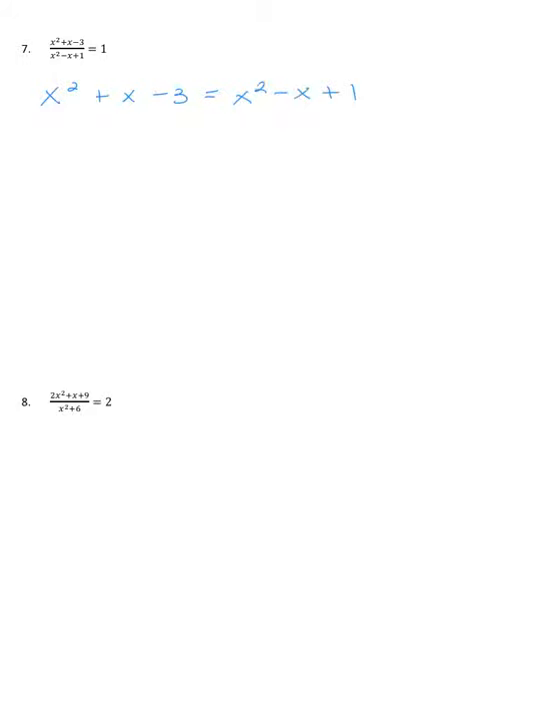It looks like it's quadratic, but actually, if you subtract x squared from both sides, they completely cancel, and you are left with x minus 3 is equal to negative x plus 1. This thing changed into a linear equation. I think I'll add x to both sides, as well as add 3 to both sides. After dividing both sides by 2, I get that x is equal to 2.